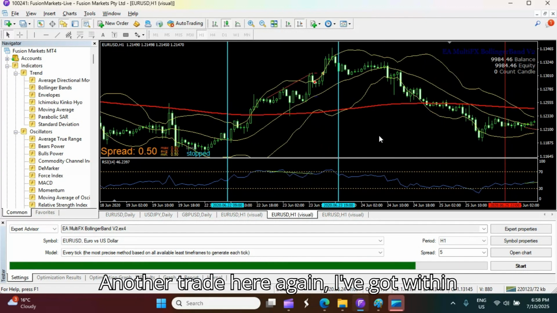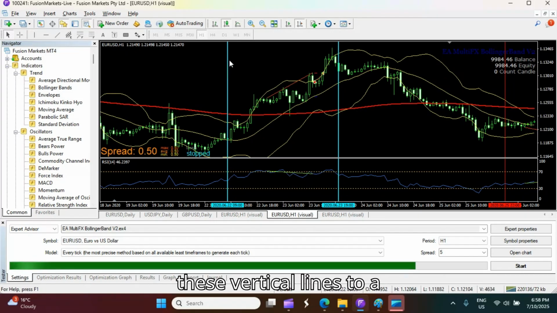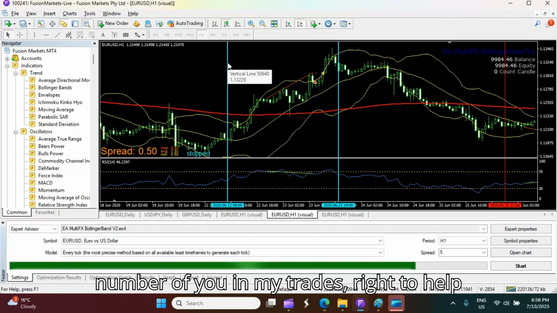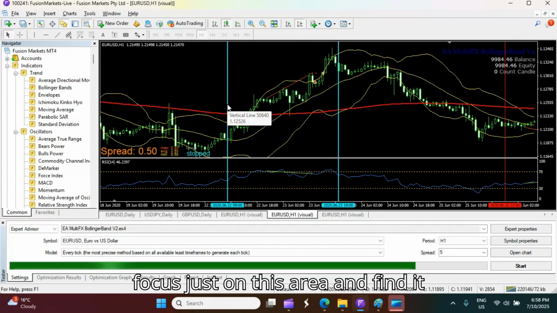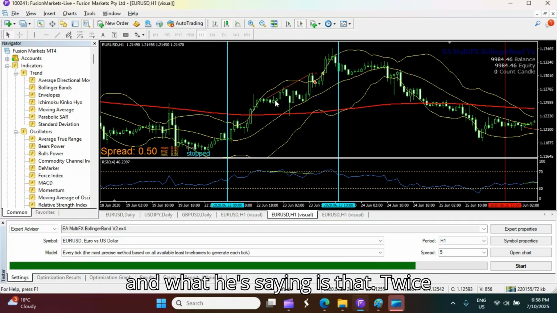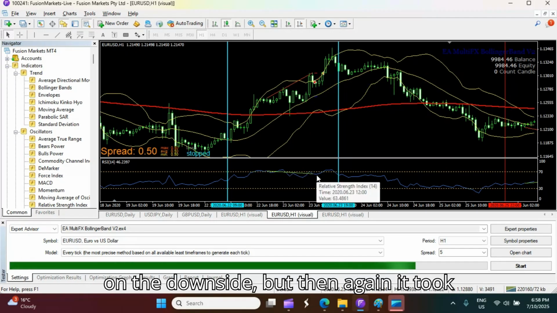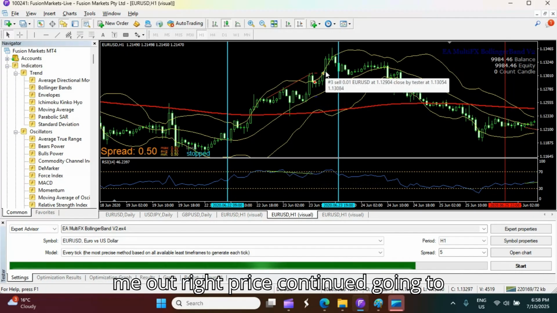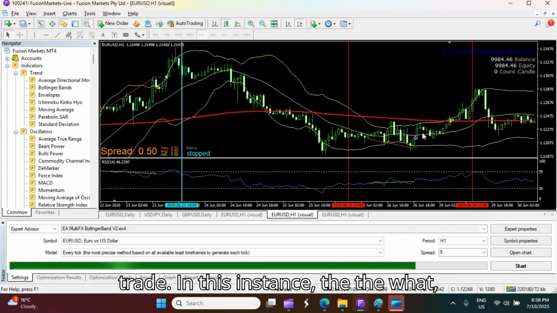another trade here. Again, I've got these bands here. Usually, I use these vertical lines when I'm reviewing my trades to help me identify and focus just on this area and find it easily. I put two boundary lines there, and what it's saying is that price was going up, RSI was probably going down, but then again, it took me out. Price continued going up, so not a very profitable trade.